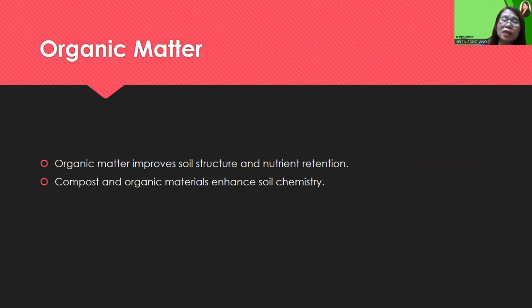Another term that we need to learn and remember is organic matter. Organic matter improves soil structure and nutrient retention. Compost and organic materials enhance soil chemistry. I think many of us are doing a compost heap, wherein some of our papers or leftovers are mixed together so that it will become a fertilizer for our plants.